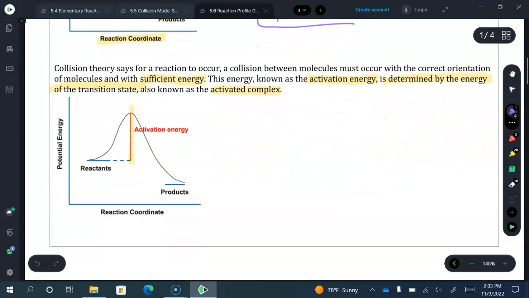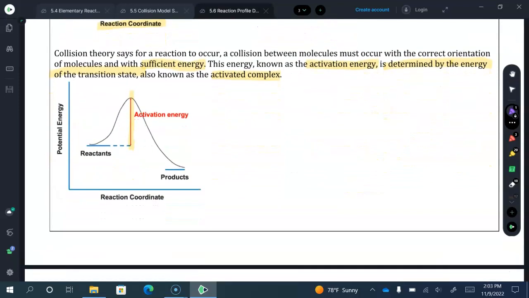Collision theory says for a reaction to occur, collision between molecules must occur with the correct orientation of molecules and with sufficient energy. This energy, known as the activation energy, is determined by the energy of the transition state, which is known as the activated complex.